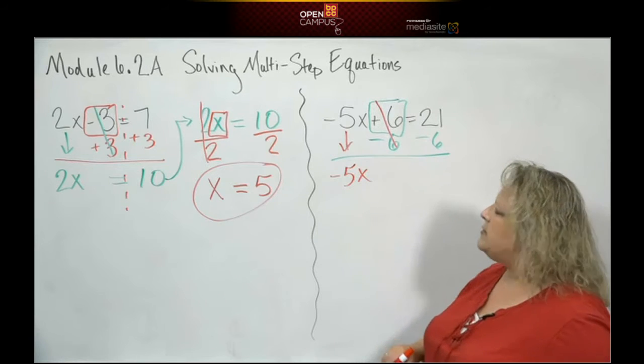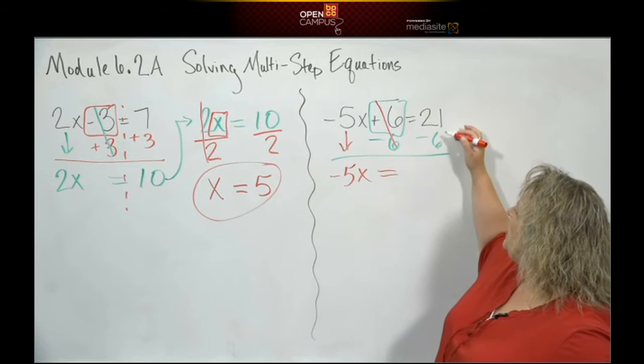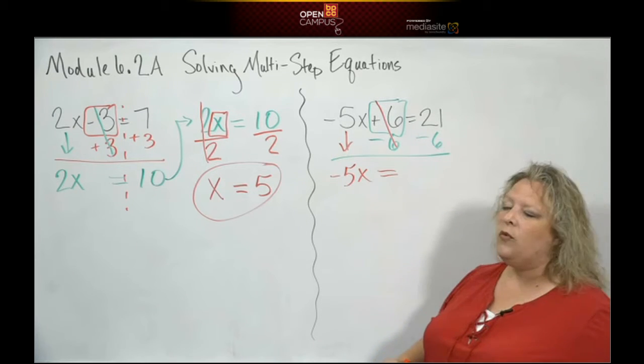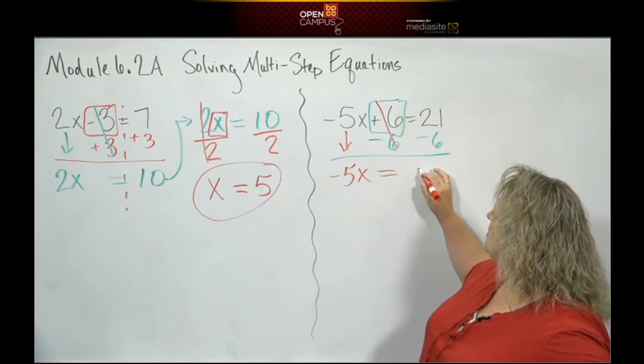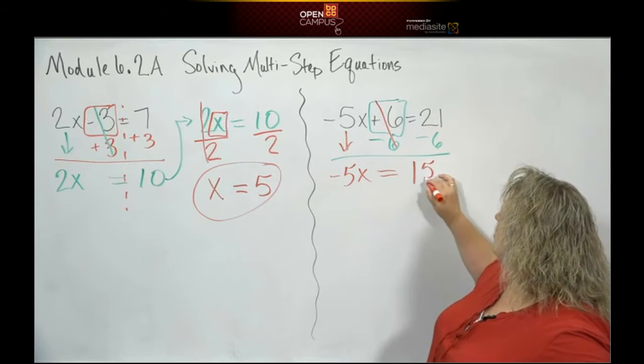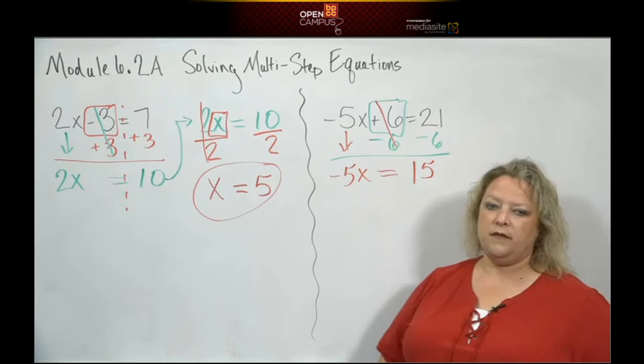Positive 6 and negative 6 add to be 0. And then 21 and a negative 6. When I add those together, because the signs are different, I'm going to subtract and take the sign of the bigger number. So that's 15, and 21 is bigger, so I get positive 15.